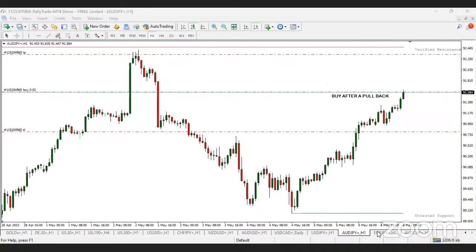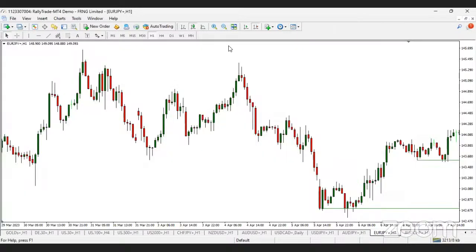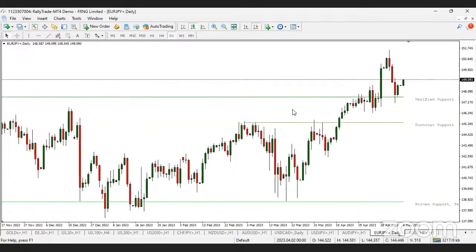Let's take EUR/JPY as well. Let's start from top-down analysis. This one is a very good opportunity. For EUR/JPY, we've seen the breakout and retest on the daily time frame.